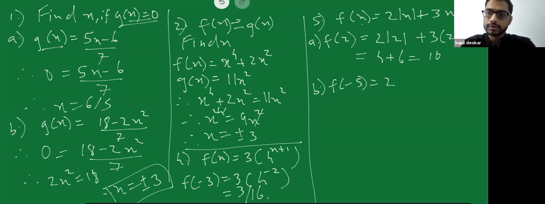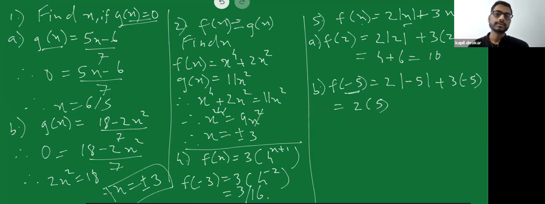Second case, instead of x we are writing minus 5. So this would be 2 mod of minus 5 plus 3 into minus 5, which is equal to... What is mod of minus 5? 5. Remember, mod is your distance, absolute value. Mod of 3 is 3. Mod of minus 3 is also 3. Mod of 5 is 5. Mod of minus 5 is again 5. Plus 3 into minus 5, that's minus 15. So 10 minus 15 is minus 5.